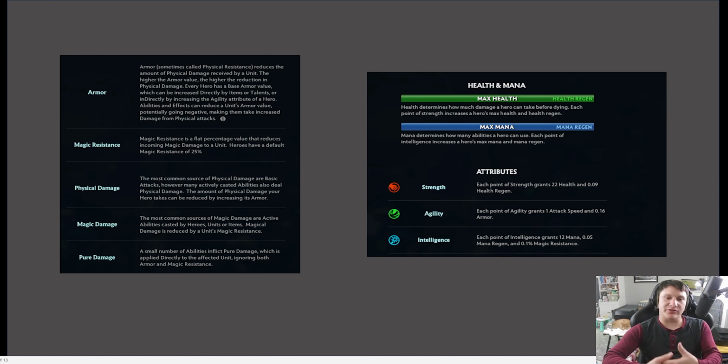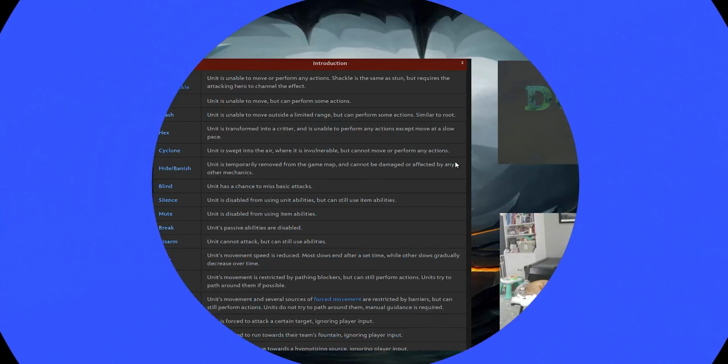If you're an agility-based hero, in general you'll gain more agility the more levels you get. If you're a strength-based hero, most of the time you're going to gain more strength the more levels you get, and the same with intelligence. So if you are picking somebody and you know that you're going to be going against a lot of heavy physical damage, you might want to get an agility-based hero in general.